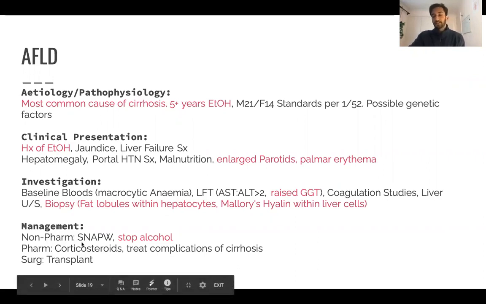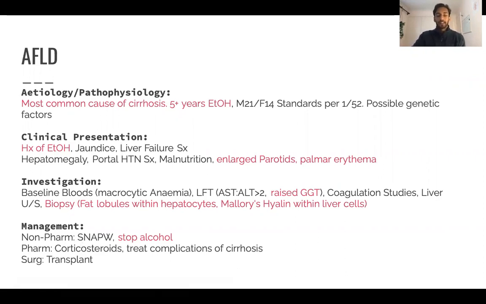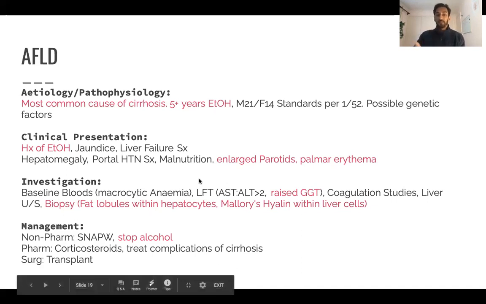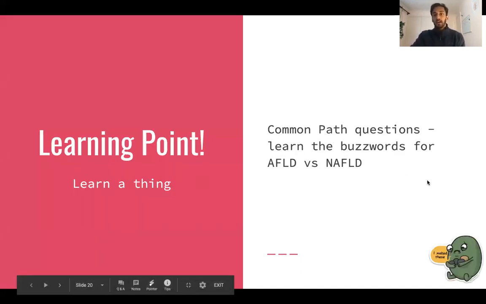Management, honestly, just stop drinking at that point. Do your classic counseling, stop alcohol. That might be something to consider in an OSCE, actually having to counsel them on their drinking. And then the main pharmacological thing is corticosteroids, but otherwise a transplant is what they'll really need once it gets to bad cirrhosis levels.